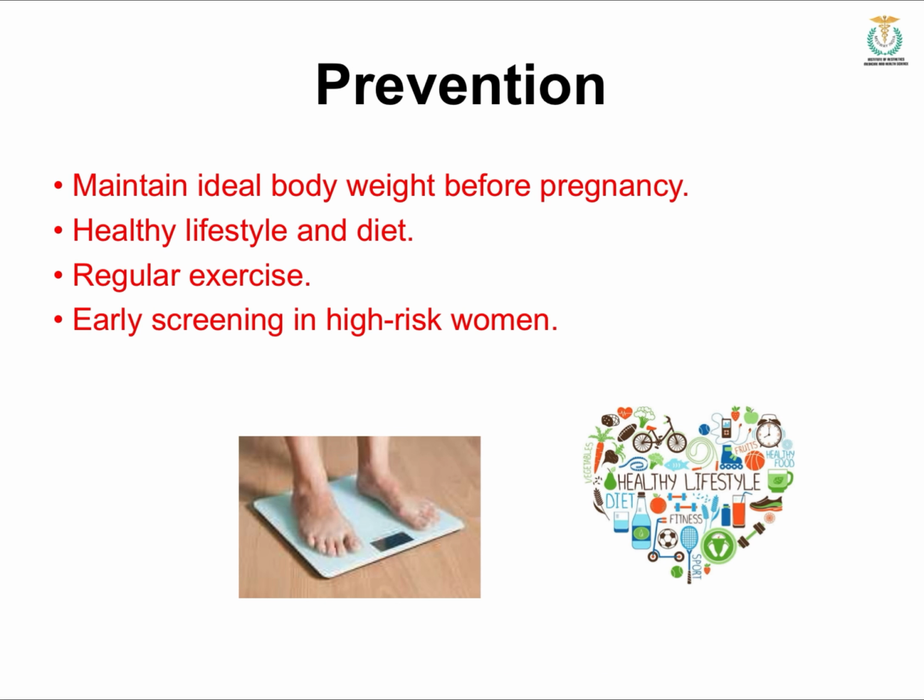How to prevent it? Prevention starts even before conception. Ask the patients to maintain a healthy weight, eat a balanced diet, stay physically active and avoid excessive sugar intake. For high-risk women, screen early and repeat the test later. Education and lifestyle modifications go a long way to prevent gestational diabetes mellitus. So this is how we can prevent the condition of gestational diabetes.